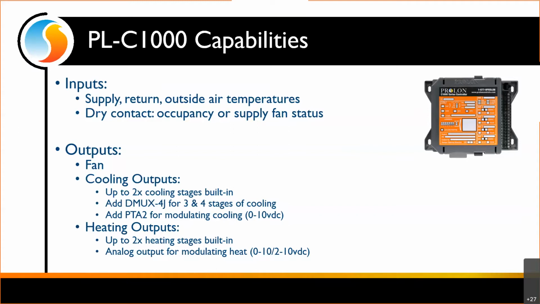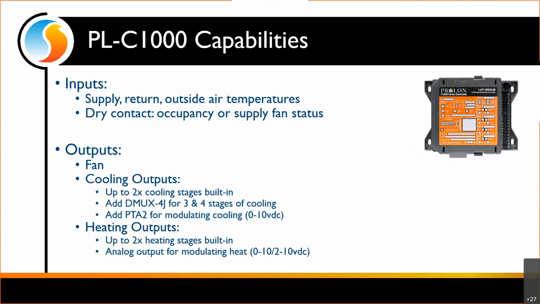Also, if ever we want a modulating cooling signal, we are able to achieve that using another interface from that same company, ACI, which is called the PTA2. What this converter does is that it allows us to convert one of our digital outputs into an analog output. And we can configure it either for 0 to 10 or 2 to 10 volts. On the heating side, this controller has an analog output already embedded on it. So if we need modulating heat, we don't need any other interfaces. It is built into the controller.